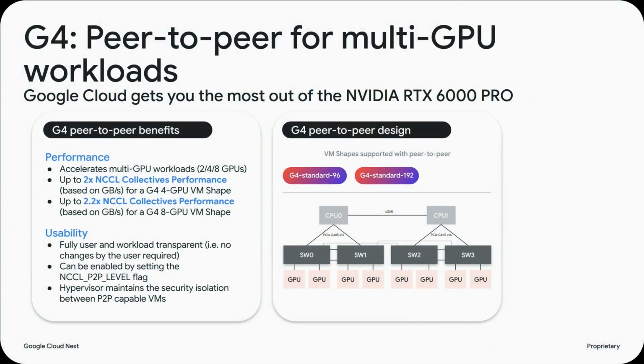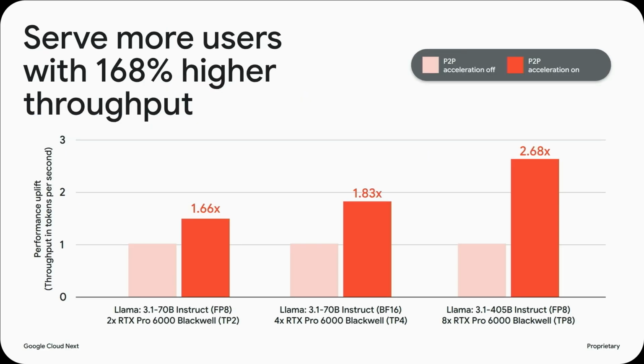The RTX Pro doesn't come with that, right? And so they can be a little bit slower to talk to each other for all collectives, those types of communication, GPU to GPU. So we built this peer-to-peer design to offload that in a unique way, and you just get that out of the box. It's real simple to use from a G4 out of Google Cloud.